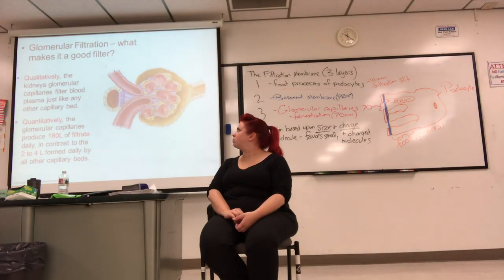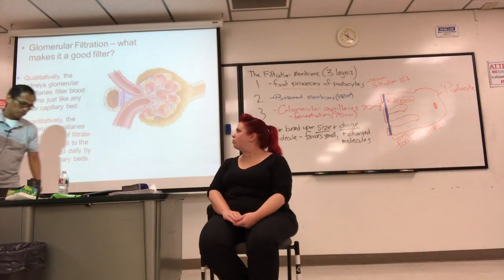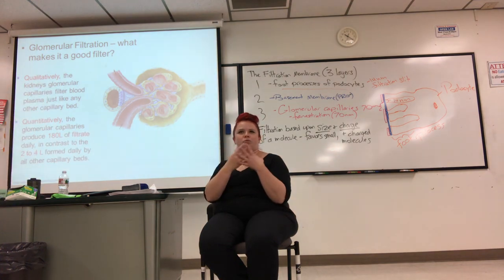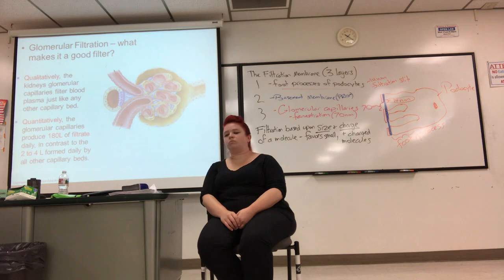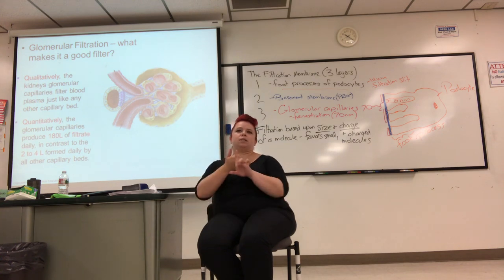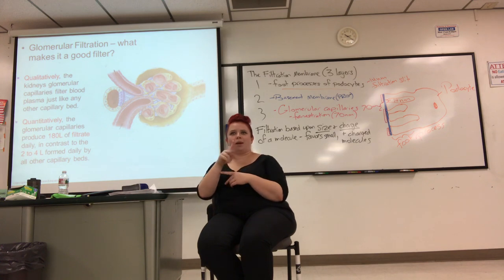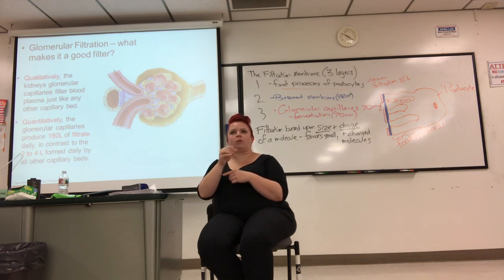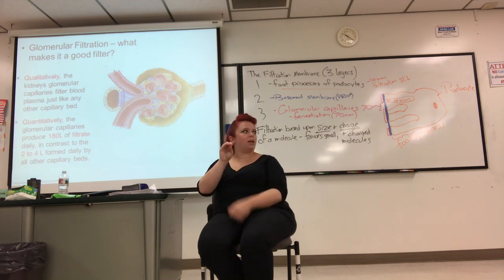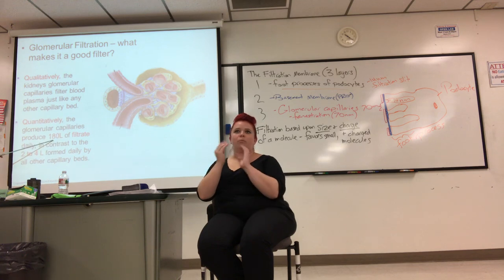What makes it a good filter? The glomerulus, what makes it a good filter? Qualitatively, the kidneys' glomerular capillaries filter blood plasma just like any other capillary bed. Quantitatively, the glomerular capillaries produce 180 liters of filtrate daily, in contrast to the 2 to 4 liters formed by other capillary beds. So that's a lot of throughput.